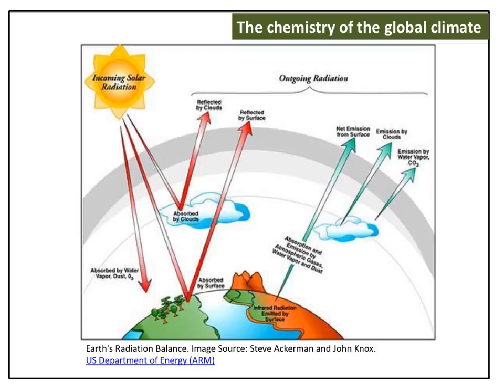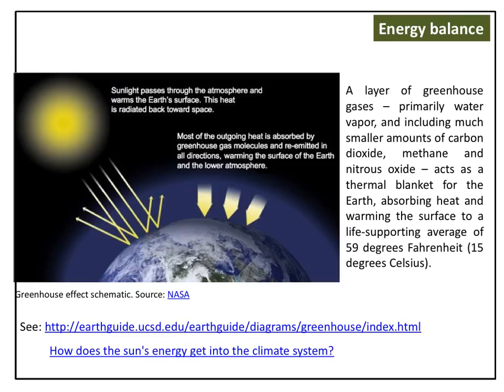Here you can see the Earth radiation balance. The incoming solar radiation is absorbed by water, clouds, and surface and reflected as outgoing radiation. The infrared radiation by surface is absorbed and emitted by atmospheric gases, water vapor, and dust. A layer of greenhouse gases, primarily water vapor, and including much smaller amounts of carbon dioxide, methane, and nitrous oxide, acts as a thermal blanket for the Earth, absorbing heat and warming the surface to a life-supporting average of 59 degrees Fahrenheit, 15 degrees Celsius.